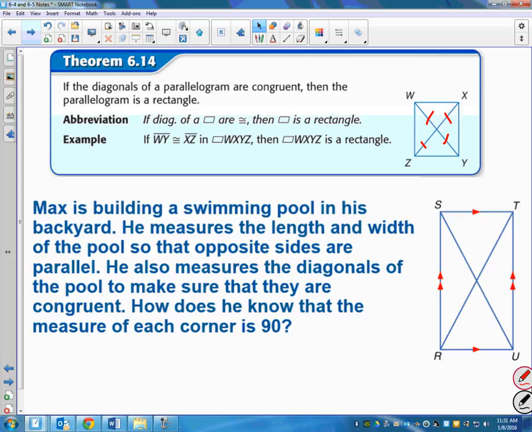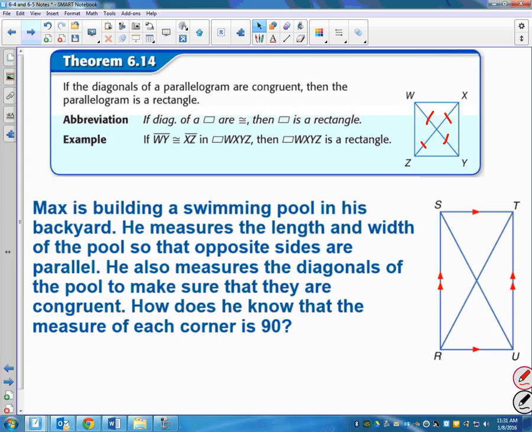So this says Max is building a swimming pool in his backyard. He measures the length and the width of the pool so that the opposite sides are parallel. He also measures the diagonals of the pool to make sure that they are congruent. How does he know that the measure of each corner is 90 degrees? Yes. Exactly. So, write all that.